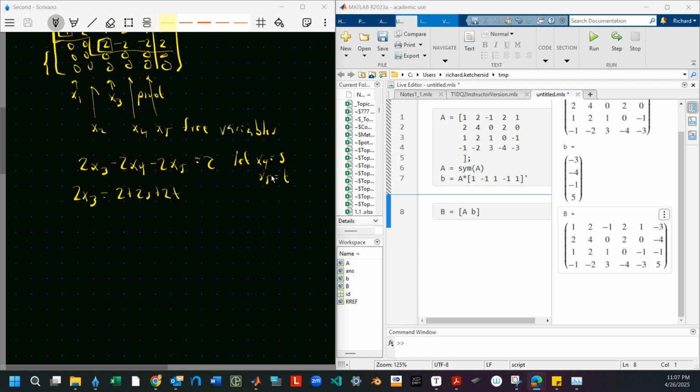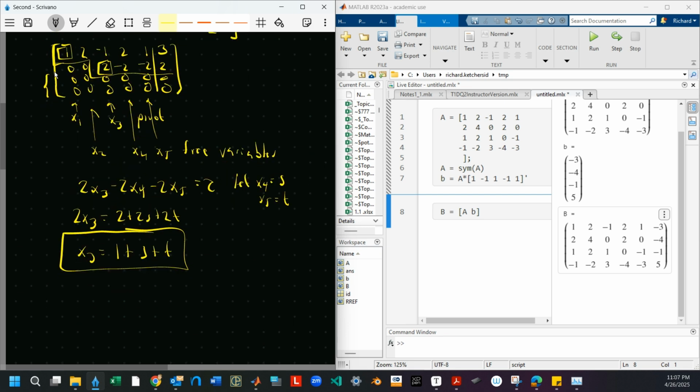Okay, so we have this. Now we haven't quite solved for x3, right? So x3 is actually equal to, now we divide by 2, so it's just 1 plus s plus t, right? So we have that. And then we look at our first equation. It says x1 plus 2x2 minus x3 plus 2x4 plus x5 equals 3, right?